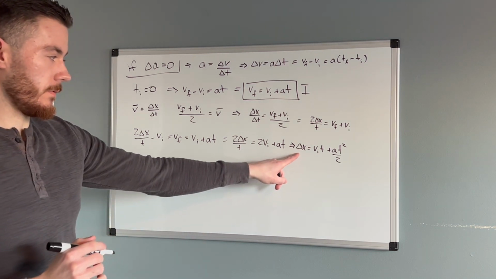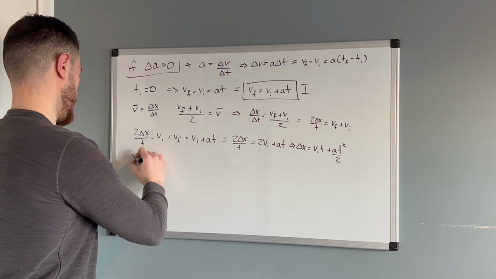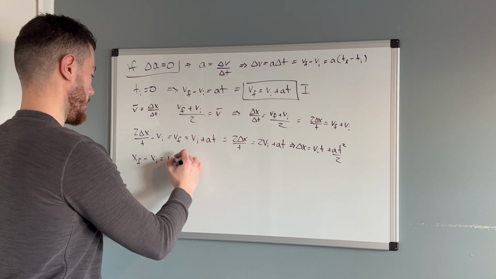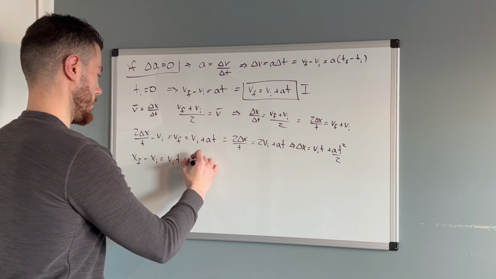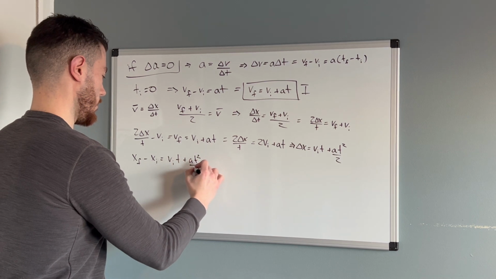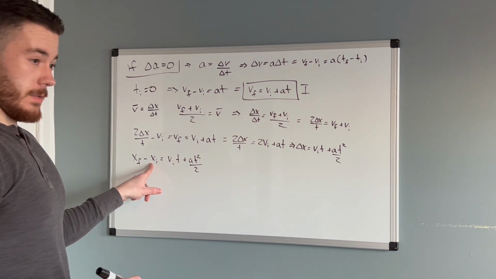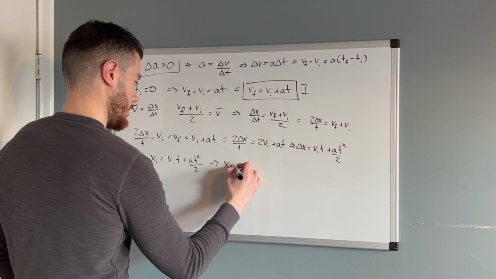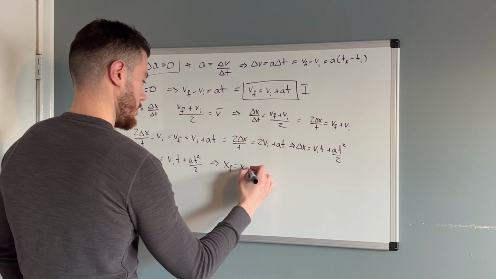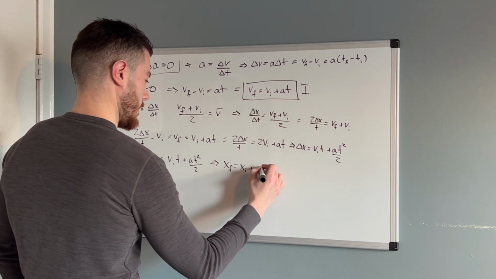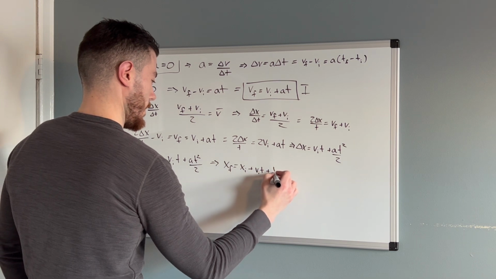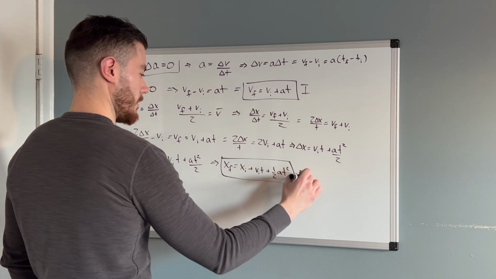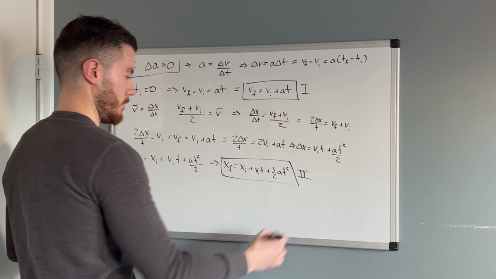It's nothing more than x final minus x initial. So x final minus x initial is equal to initial velocity times time plus acceleration times time squared over 2. Let's add the initial x on both sides. X final equals x initial plus initial velocity times time plus 1/2 at squared. This is our second kinematic equation, Roman numeral number 2.